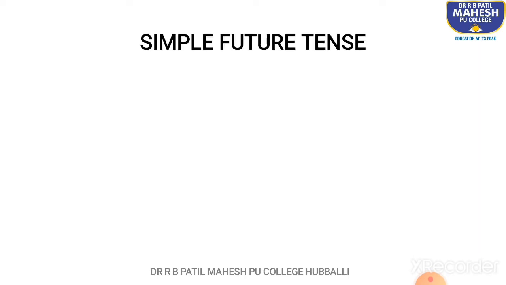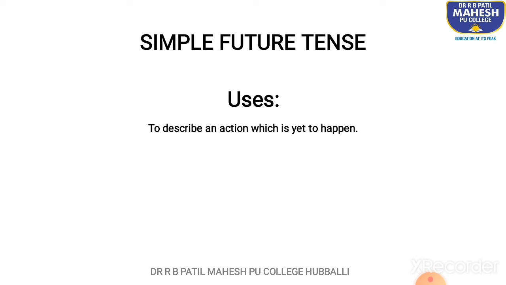The next one here is simple future tense. Now coming to the future tense, the first form is simple future tense, used to describe an action which is yet to happen. So all of you know, when we talk about the future tense, we are talking about an action which is yet to happen. All right.